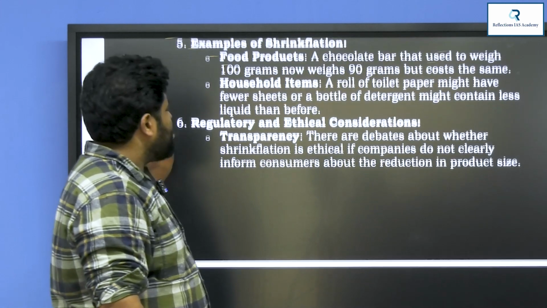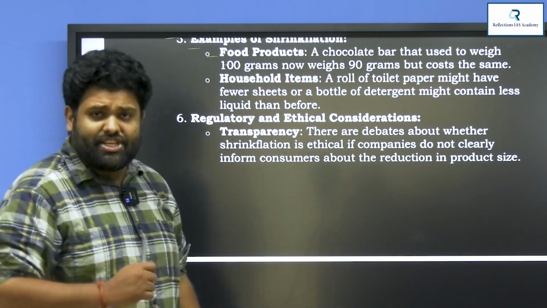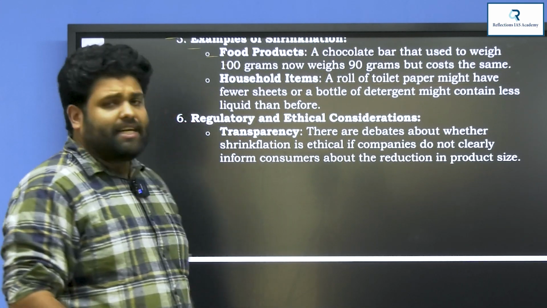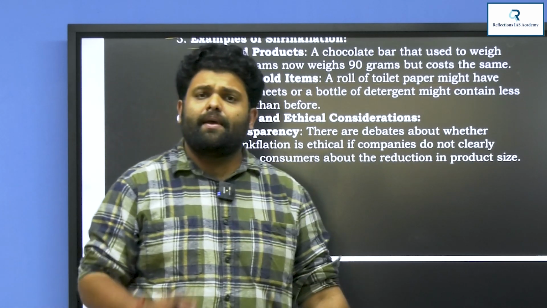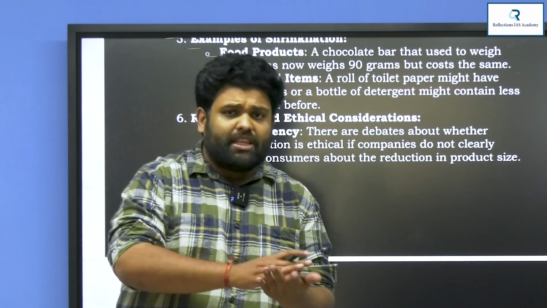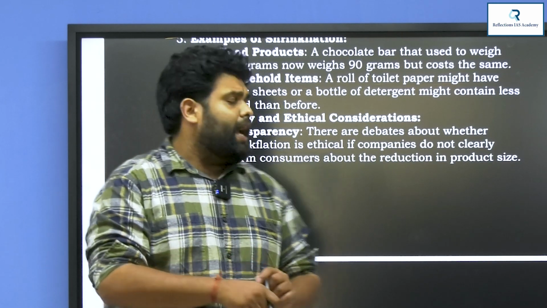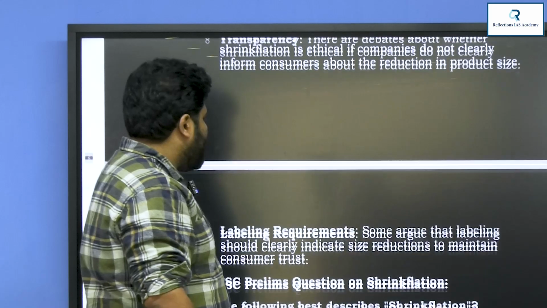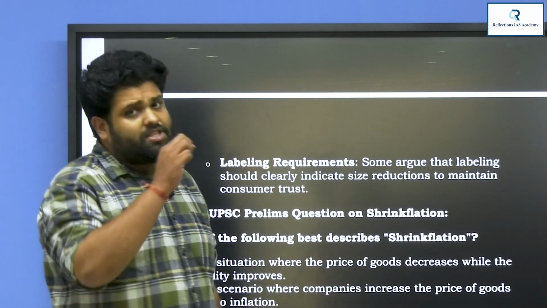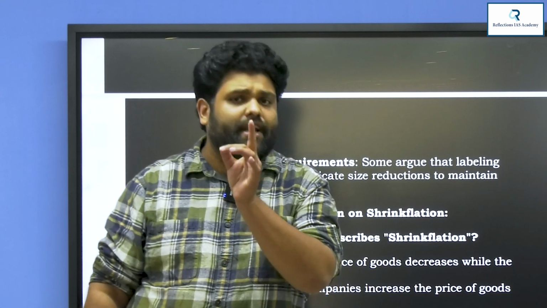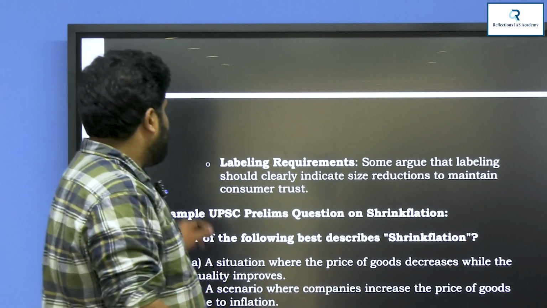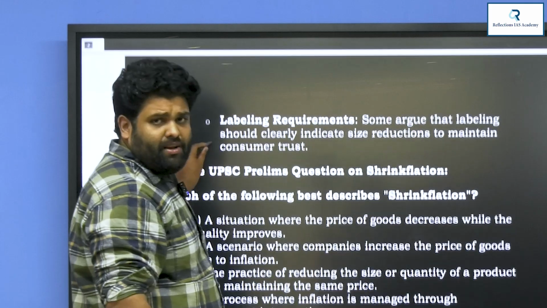So, how do you see regulatory and ethical considerations here? Maybe the best thing is transparency. How do you show transparency? Where companies clearly mention the product size, okay? And also labeling requirements. Labeling also should be there such that it clearly indicates the size or the quantity of the product. So, this is shrinkflation, okay?